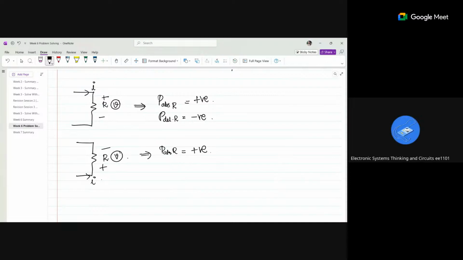See the sign of the voltage? Okay, I will change the sign. Plus, minus. What about now? Power absorbed. Ma'am, it will be negative. Why? Because the current is leaving from the positive terminal of the resistor. Yes, ma'am. See the circuit carefully.